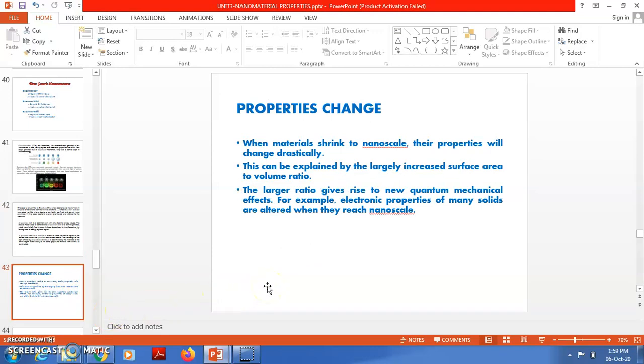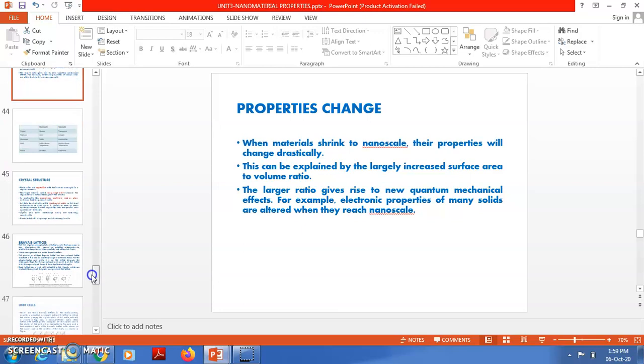Property change. When materials shrink to nanoscale, the properties change drastically. This can be explained by the largely increased surface area to volume ratio. The larger ratio gives rise to new quantum mechanical effects. For example, the electronic properties of many solids are altered when they reach nanoscale.